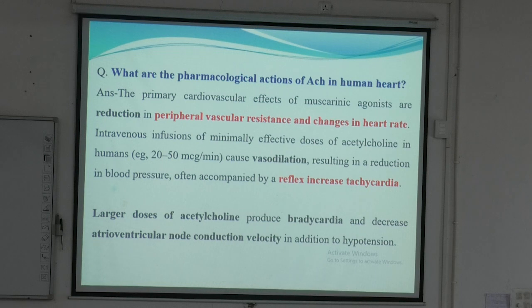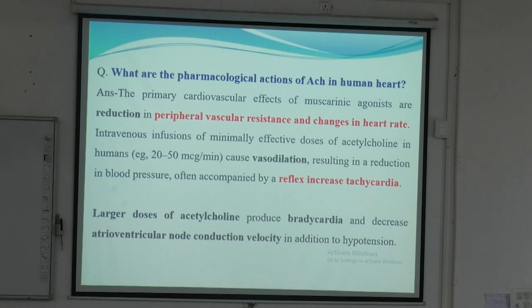Now the question is, what are the pharmacological actions of acetylcholine in the human heart? Very important. What are the actions of acetylcholine on the human heart? The primary cardiovascular effects of this muscarinic agonist are reduction in peripheral vascular resistance and changes in heart rate. So there are two areas: one is peripheral vascular resistance and the other is heart rate. Because we already know that in the blood vessels the M3 receptor is present, and in the heart the M2 receptor is present. So both can be activated.